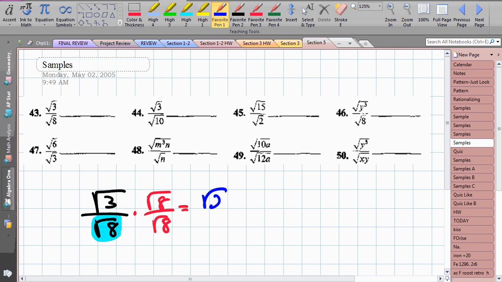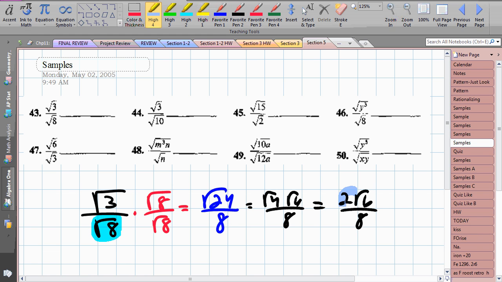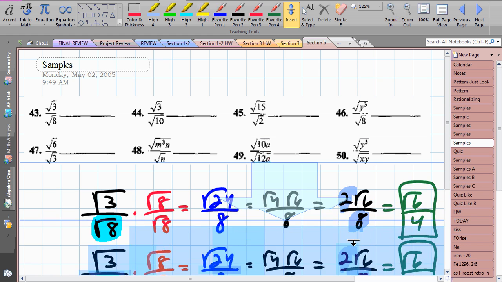So this turns into radical 24 all over 8, and now the radical 24 simplifies. So I notice that's radical 4 times radical 6 all over 8. So that's going to be 2 radical 6 all over 8. And we're still not done because 2 does go into 8 evenly. That's radical 6 all over 4. And now we're done. Let's take a look at the next one here.